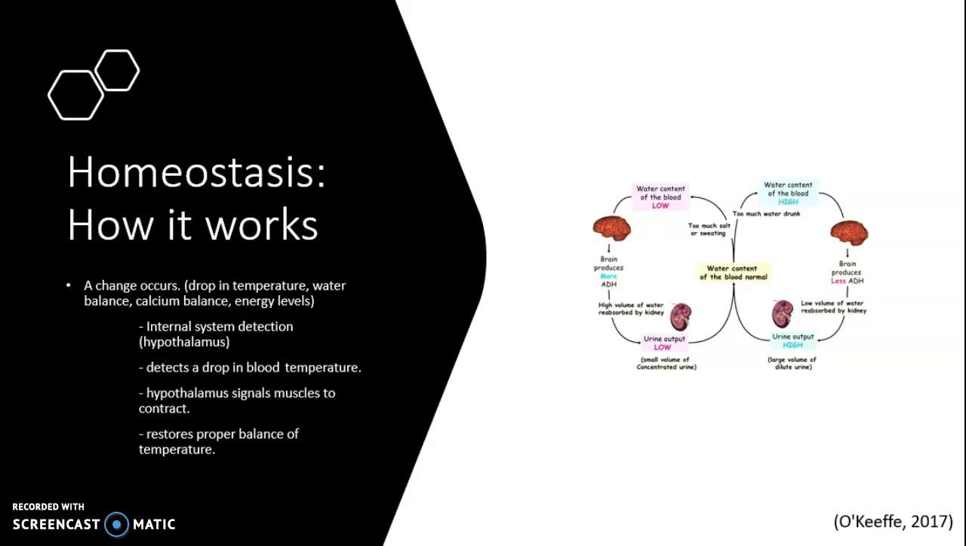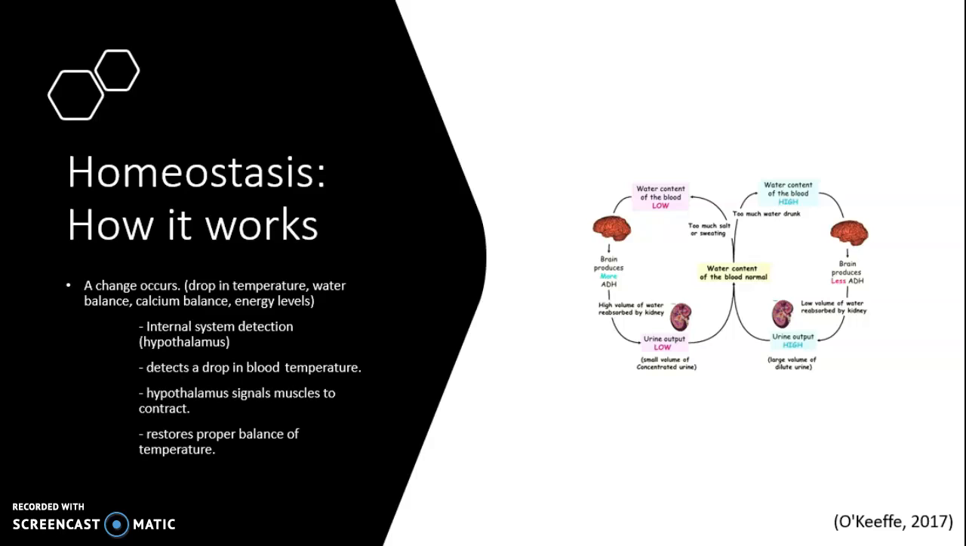So how does it work? We have a diagram off to the right here that's looking at thirst or too much water. So the water content in the blood is normal. Let's say you drink too much water, so the water content in the blood gets too high. Your brain produces less ADH, which then means a low volume of water is reabsorbed by the kidney. So it's signaling the kidneys to absorb less water, and then more of that water is going out to waste. So you have a high urine output.